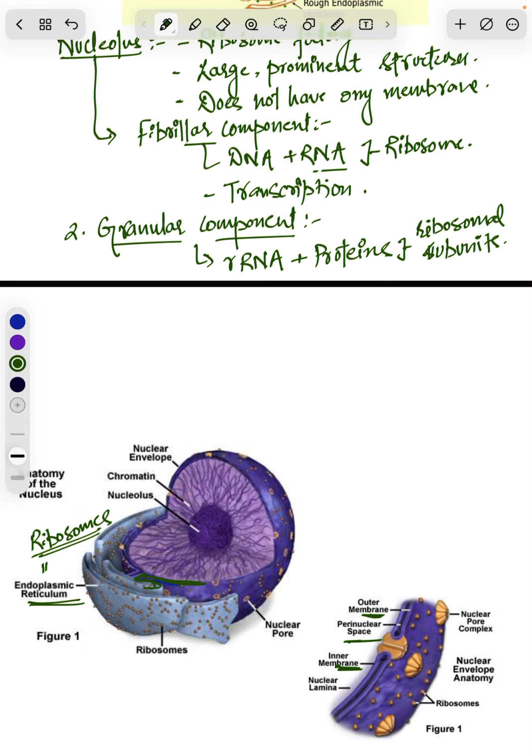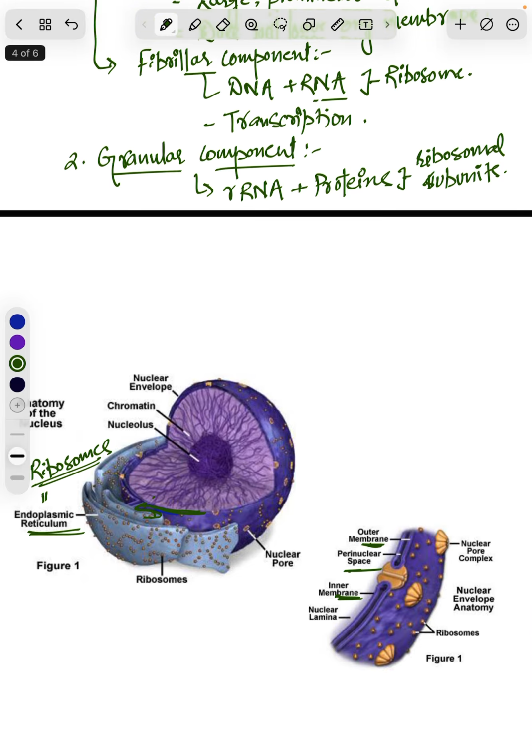Size is correlated with level of activity. Cells having a high rate of protein synthesis require 20 to 25% of the nucleus. The cells which are undergoing a high rate of protein synthesis have many ribosomes, so they acquire 20 to 25% of nucleus space.